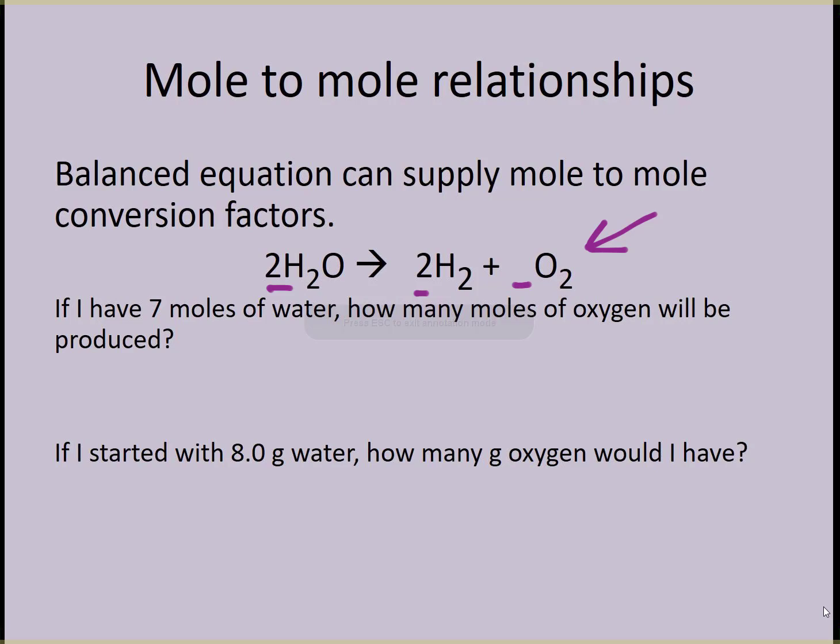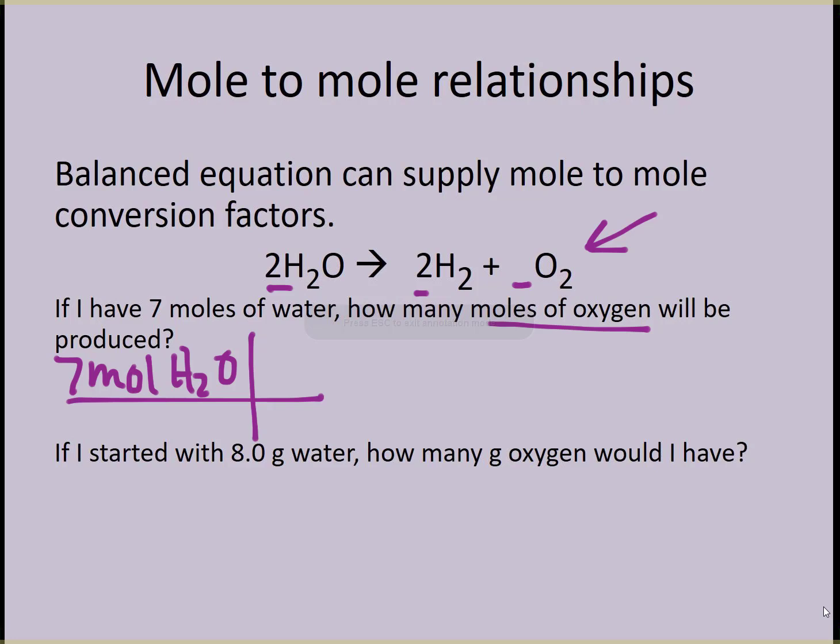Let's do this first problem. Start with a number that's given. We have 7 moles of water, and we want to convert to moles of oxygen. And we're going to use the balanced chemical equation to help us with the ratio. It's kind of like a recipe. So in the equation, we have 2 moles of water to 1 mole of oxygen. So that's our recipe of 2 to 1.